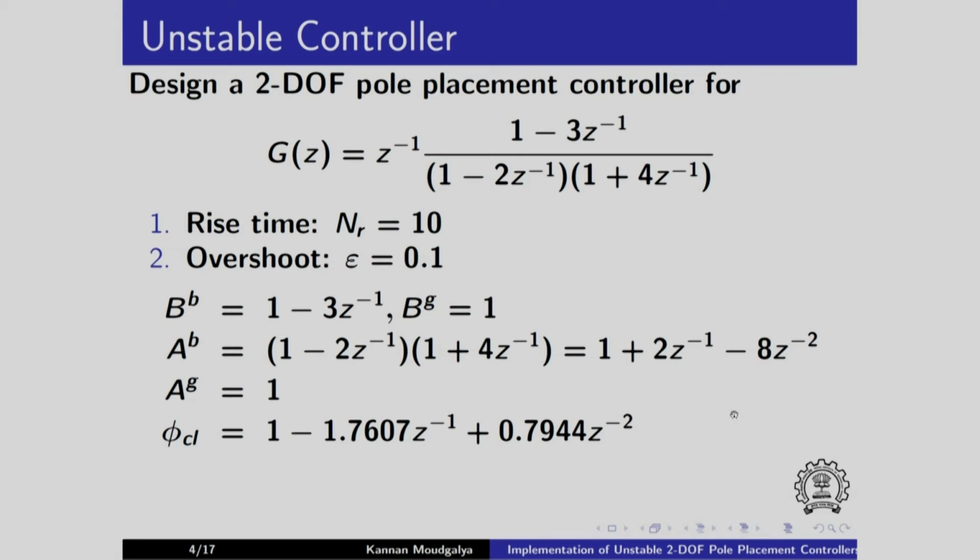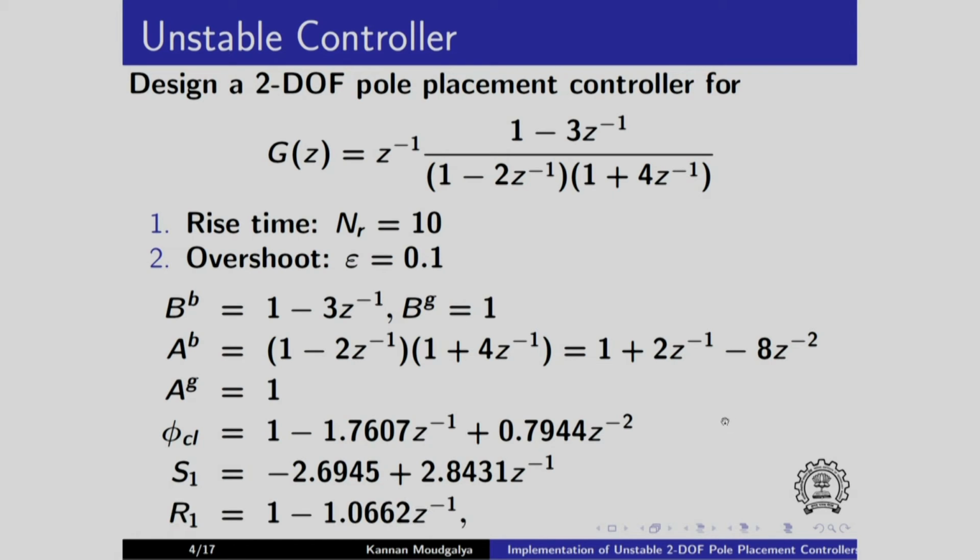Then I solve Aryabhata's identity. I get S1 and R1 as follows. Notice that this R1 has its 0 outside the unit circle, and as a result this controller is unstable. Okay, it is an unstable controller.